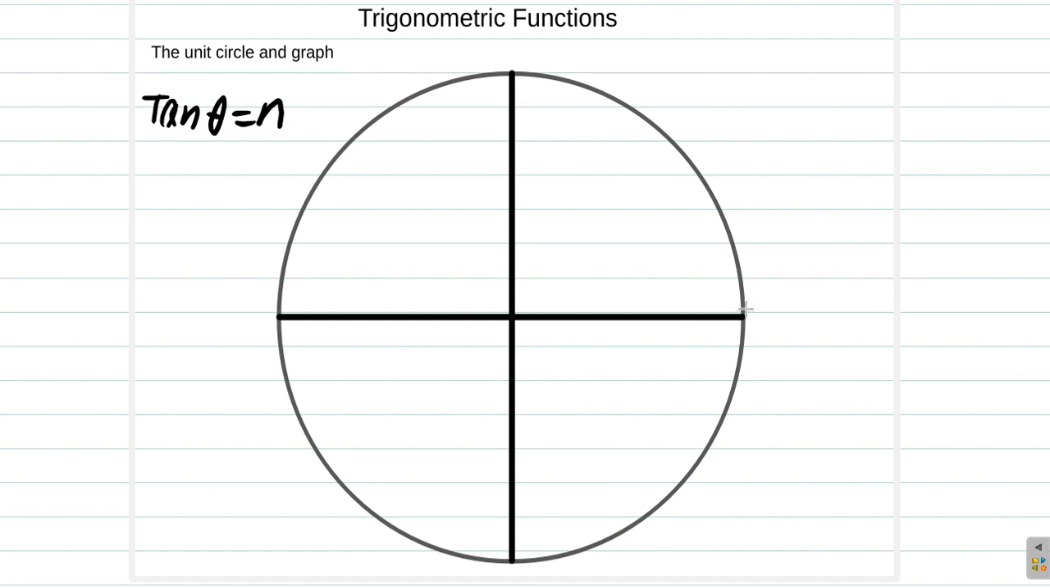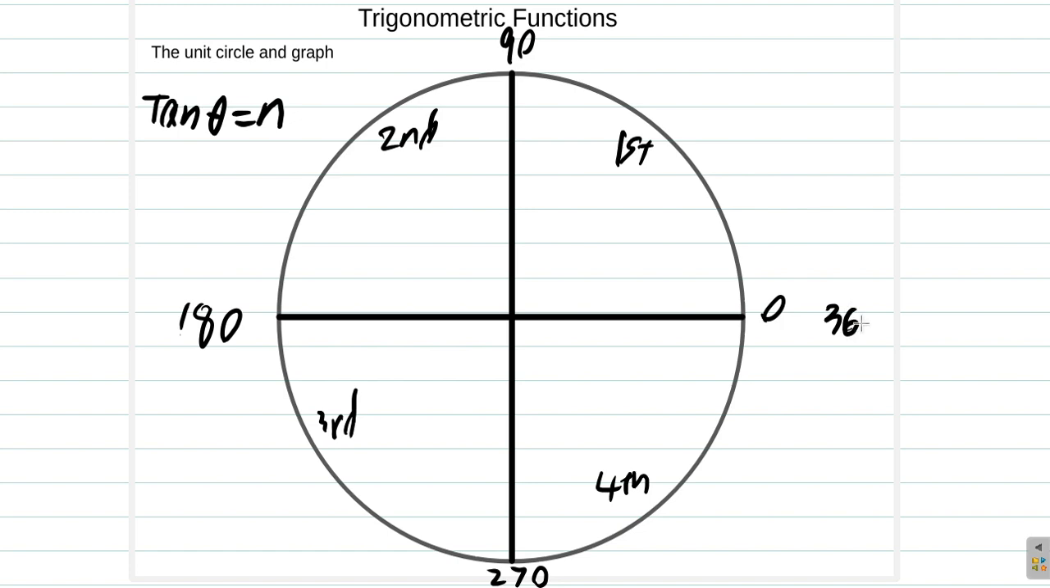All right, so you know that this circle is divided into 4 quadrants. The first quadrant, second quadrant, third quadrant, fourth quadrant. The first quadrant is between 0 and 90 degrees. Second quadrant, 90 to 180 degrees. Third quadrant is between 180 and 270 degrees. Fourth quadrant is between 270 and 360 degrees. All right? 360 degrees, one complete revolution.